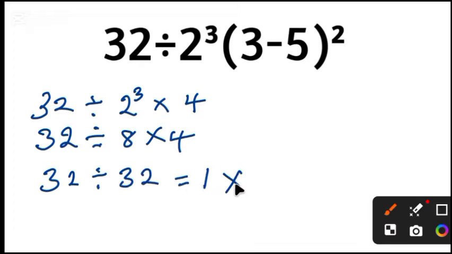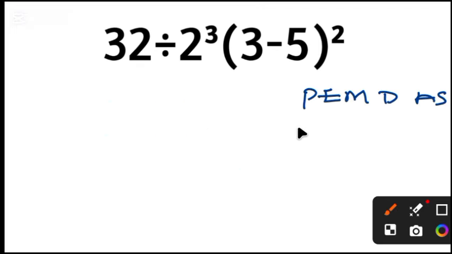This answer is wrong. Because according to the order of operations, which is PEMDAS, P here stands for parenthesis, that is bracket. E here stands for exponent, something like 2 squared. M here stands for multiplication, and D here stands for division. You evaluate from left to right. A stands for addition and S stands for subtraction. You evaluate from left to right.